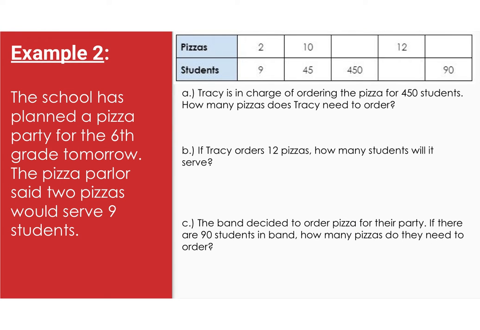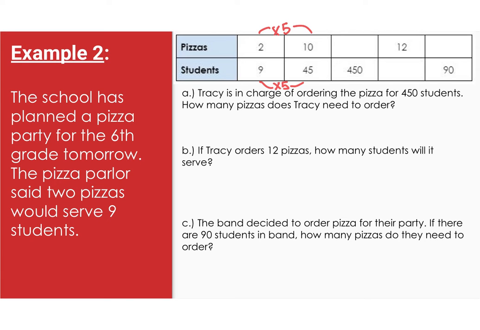The school has planned a pizza party for the 6th grade tomorrow. The pizza parlor said 2 pizzas would serve 9 students. So on my table here, I start by labeling pizzas and students, and I have 2 pizzas to 9 students. Then I went up to 10 pizzas. So when I did that, I multiplied by 5, and that means I need to multiply by 5 for students so I can see how many students it serves.